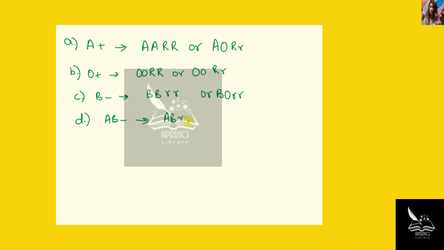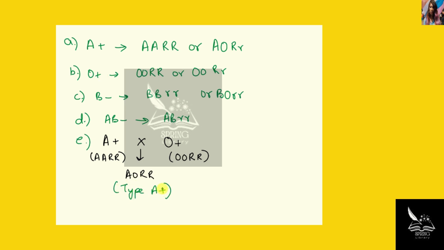Now coming to the fifth question, wherein we have a parent with A positive blood group and another parent which is O positive. So their offspring will have what blood type? Before we come to that, let us first write down their genotype. So the genotype of this parent, let's say, is AARR and this is OORR. Then the offspring will be, this is the first type, type A positive.